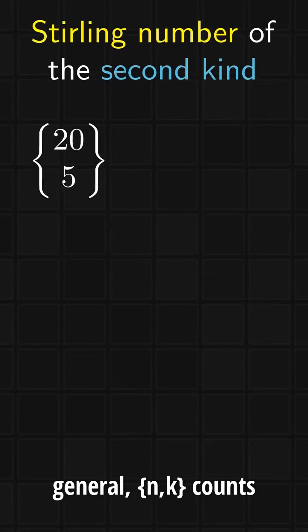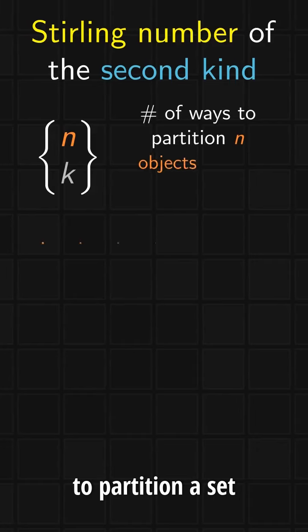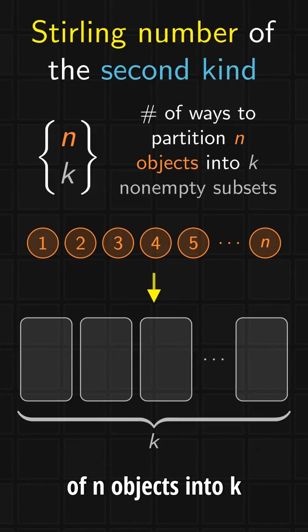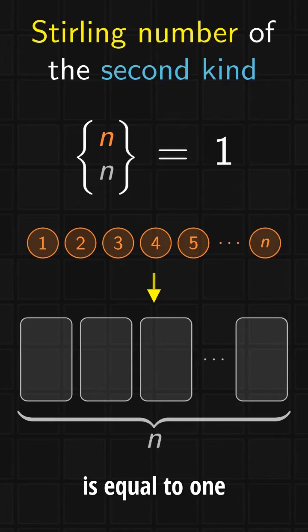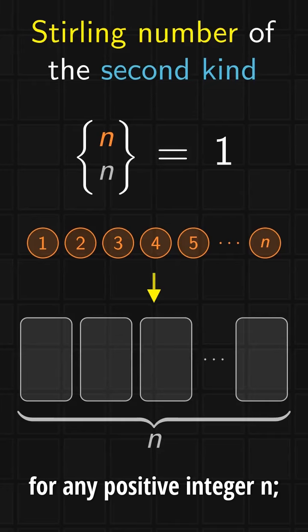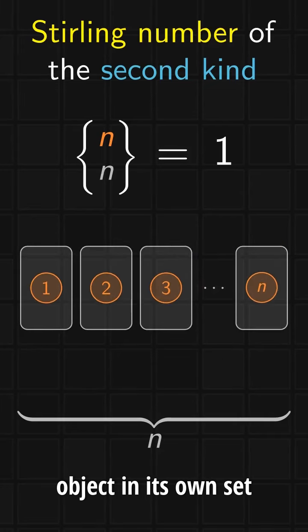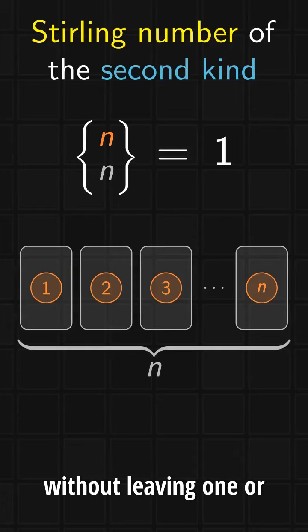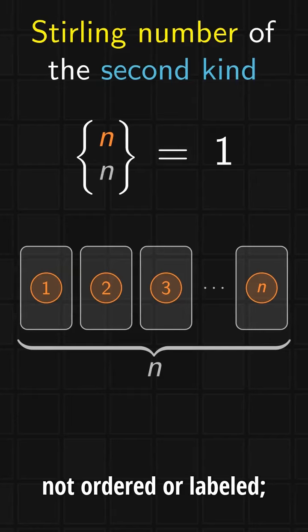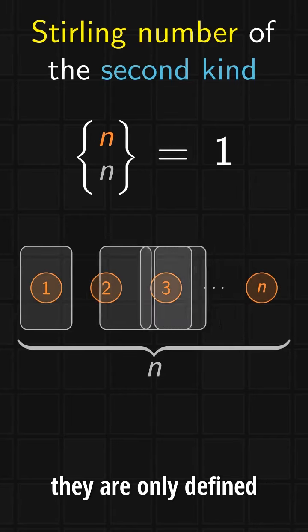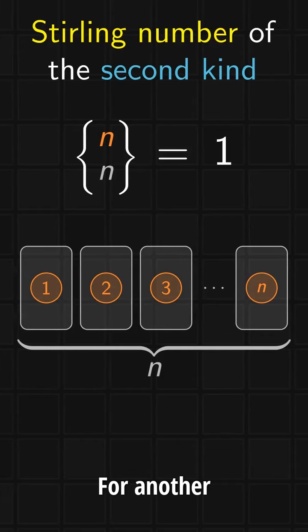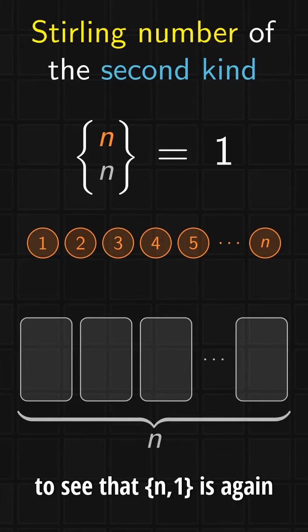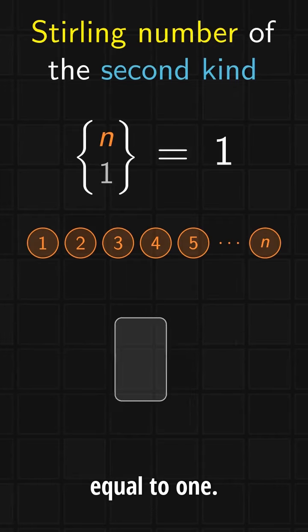In general, {n \brace k} counts the number of ways to partition a set of n objects into k non-empty subsets. For example, {n \brace n} is equal to 1 for any positive integer n, since placing each object in its own set is the only way to distribute the n objects among the n sets without leaving one or more of them empty. And these sets themselves are not ordered or labeled, they are only defined by what's in them. For another example, it is easy to see that {n \brace 1} is again equal to 1.